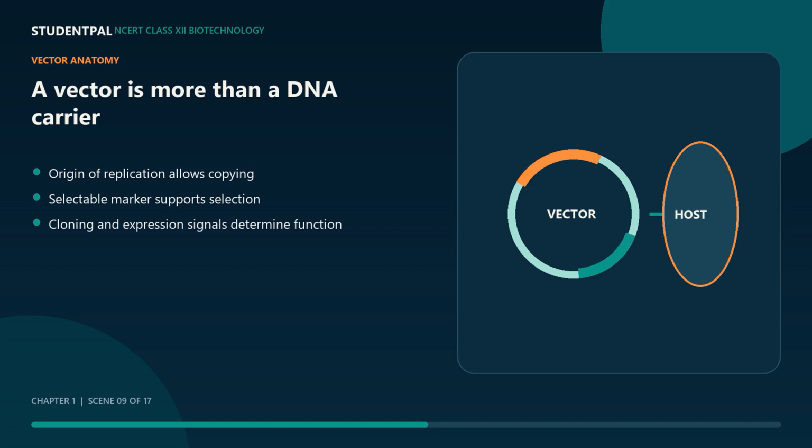Here is a powerful way to remember vector features: replication, recognition, and result. Replication asks, can the vector be copied? Recognition asks, can cells carrying it be selected and recombinants identified? Result asks, can the intended gene be expressed correctly? A circular drawing with labels and functions is far stronger than a list of vector parts without explanation.